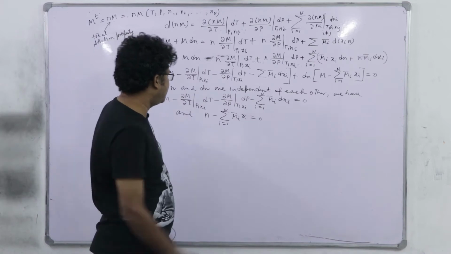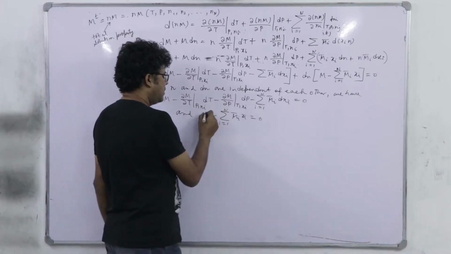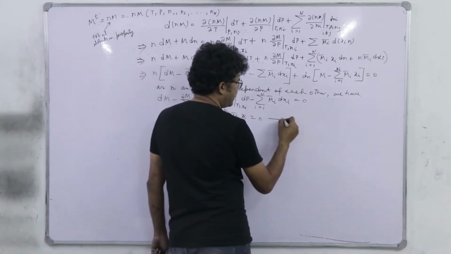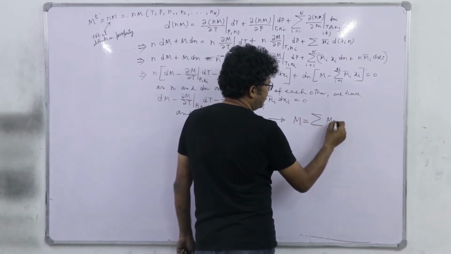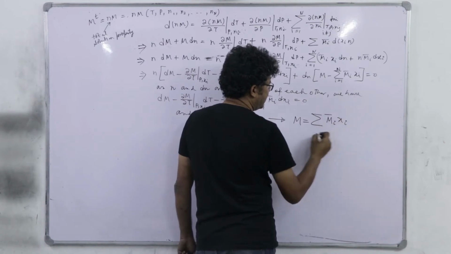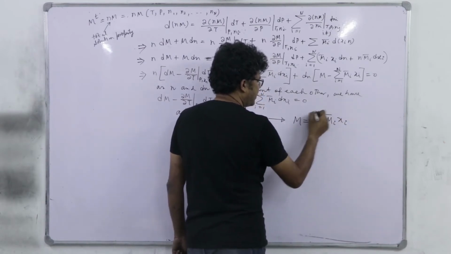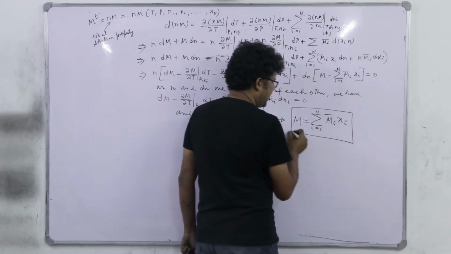So, this relation is very important one. What are we getting from here? M, the specific solution property, is the mole fraction weighted average of partial molar property. That is called the summability relation.